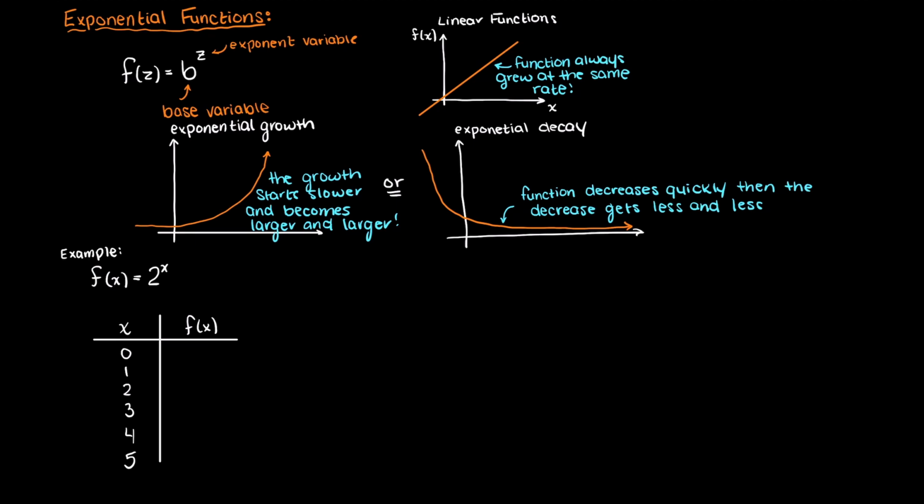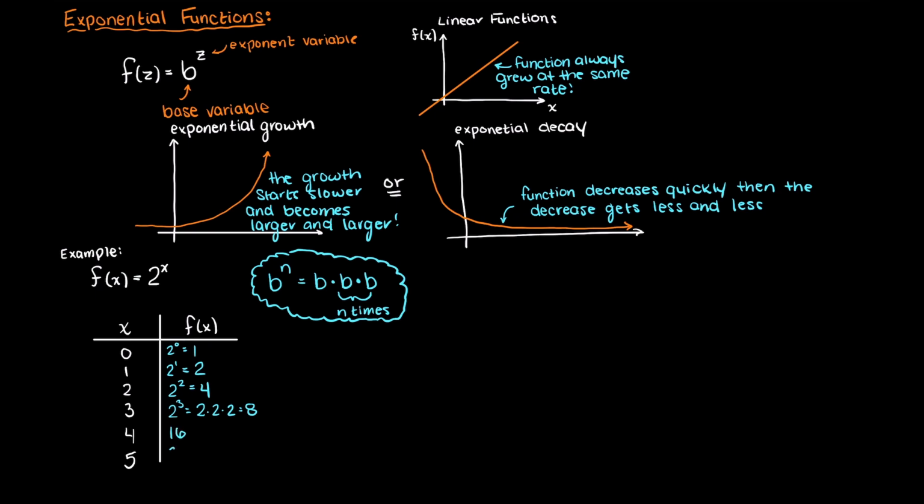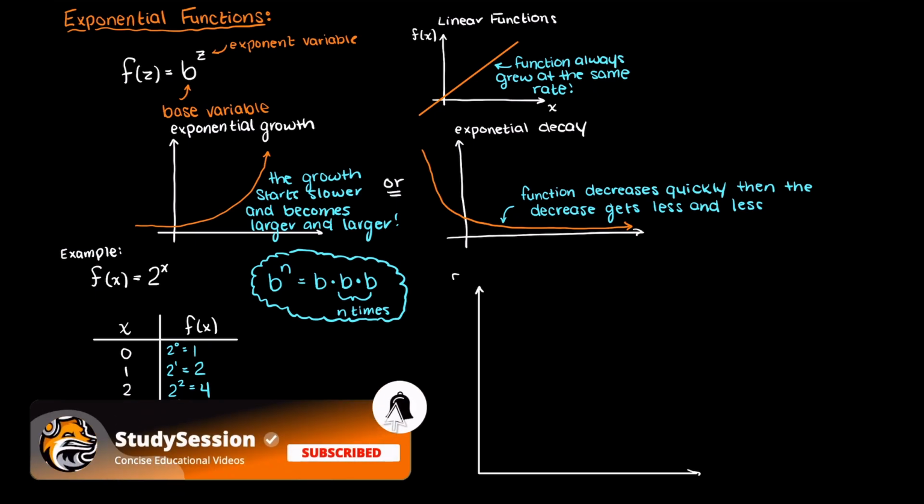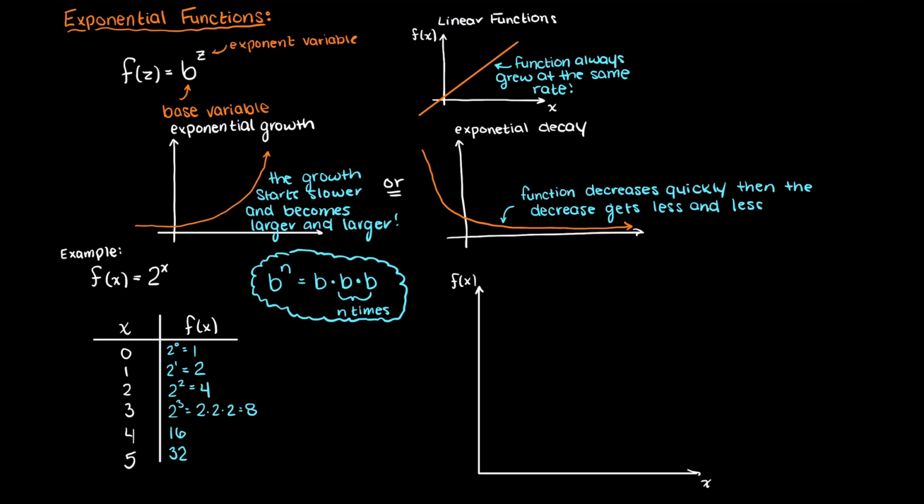So, 2 to the power of 0 is 1, as anything to the power of 0 is just 1. Then, 2 to the power of 1 is just 2. 2 to the power of 2 is 4, as it is just 2 times 2. Then 2 to the power of 3 is 2 times 2 times 2, which is 8. Then, continuing this trend, we have these output values here. Now, we are ready to create our graph using this data. So, let's just go ahead and create that graph now.